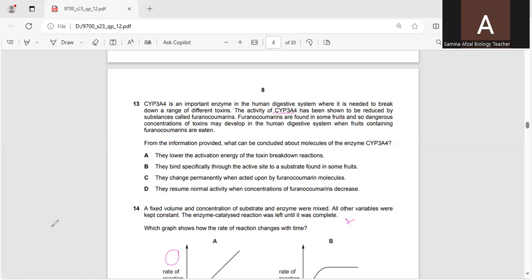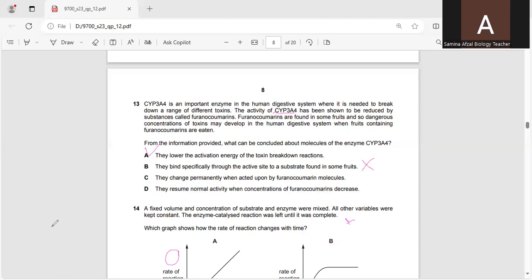From the information provided, what can be concluded about molecules of the enzyme CYP3A4? Whenever these enzymes work, they lower the activation energy. So here in question number 13, they lower the activation energy of the toxin-producing reaction. Yes, they bind specifically through the active site to substrate found in the same food. They are in the human digestive system.